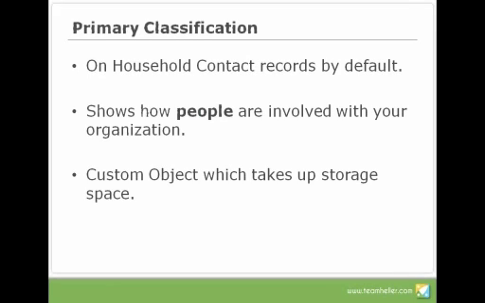We'll start by talking about primary classification. Primary classification is a field that's on the household contact record by default. It's meant to code people, or rather show how people are involved with your organization. It is a field that looks up to a custom object, so it does take up storage space in your system. For some organizations, that's not an issue, but it is something to think about before implementing this field.